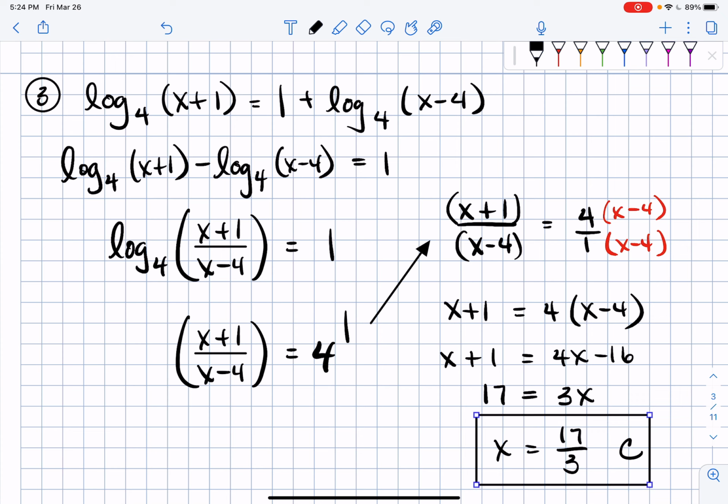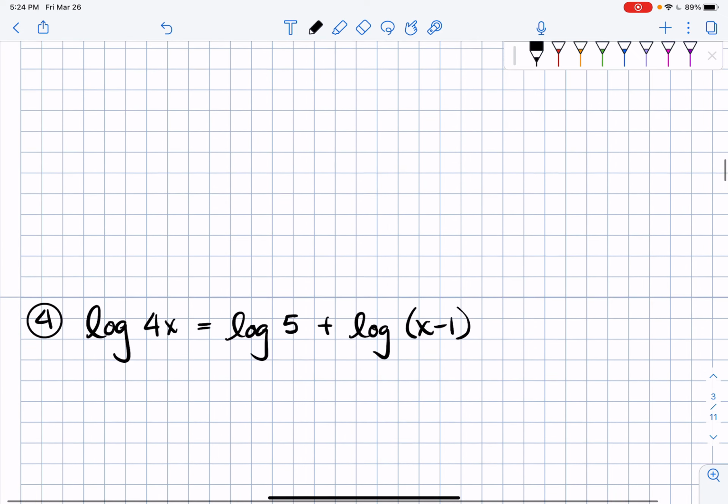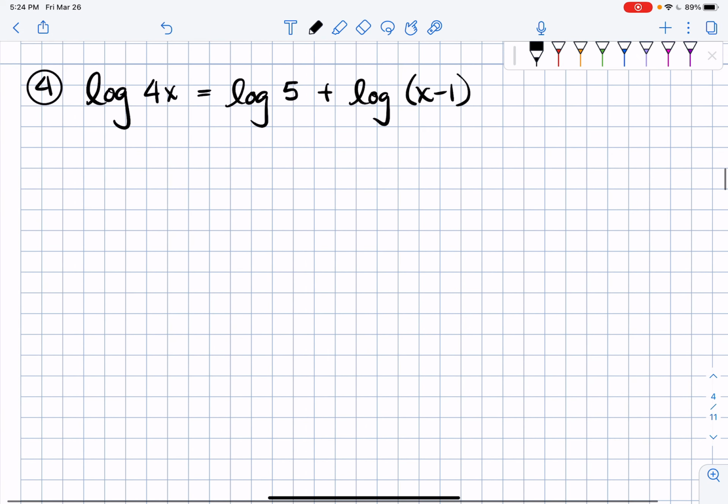Come on. There we go. There's choice C. All right, so there's number 3, and on to number 4. Oh no. Now there's logs everywhere. What do I do? What do I do?